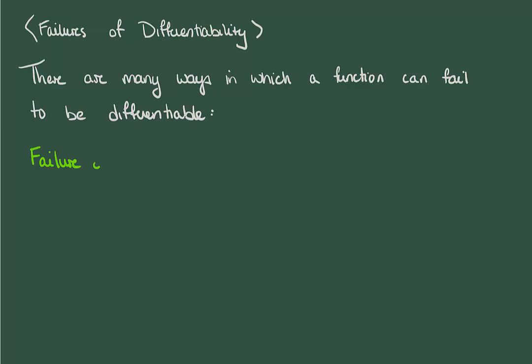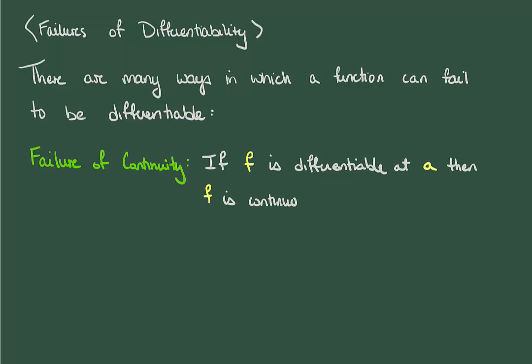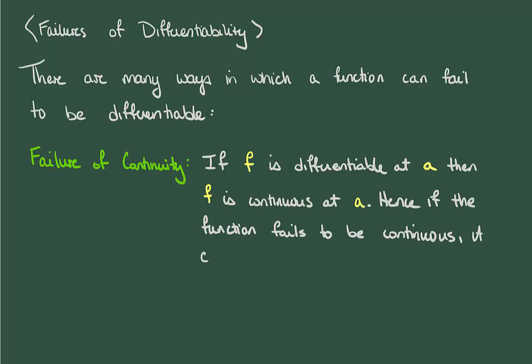There are many things that can go wrong, but these things can be broadly categorized into three categories. The first is a failure of continuity. We've learned that a function which is differentiable at a point A must also be continuous there. Hence, if a function fails to be continuous, it cannot possibly be differentiable.